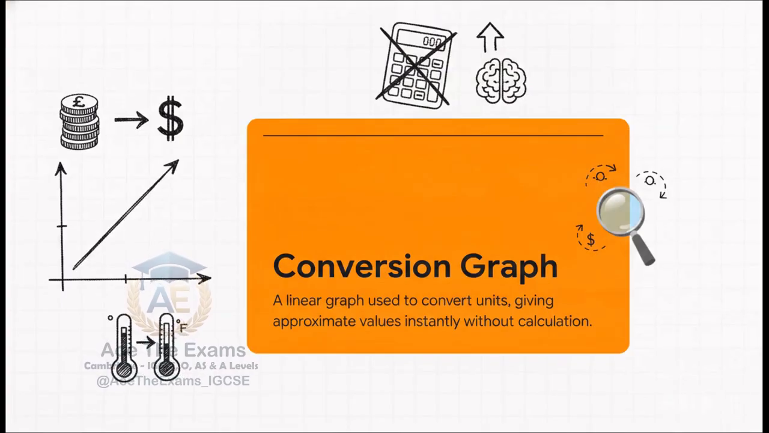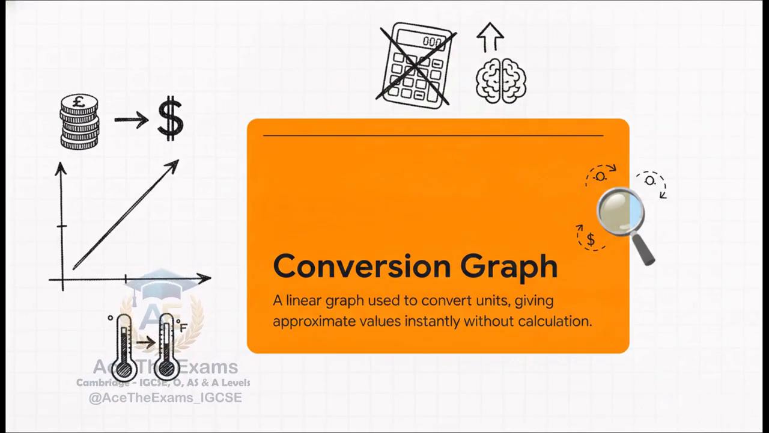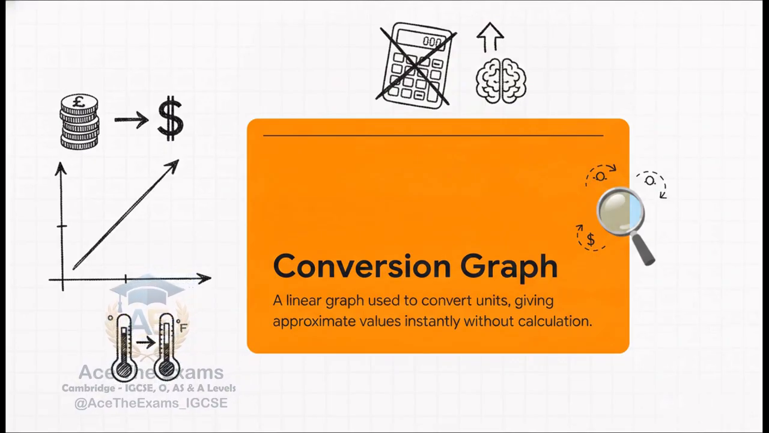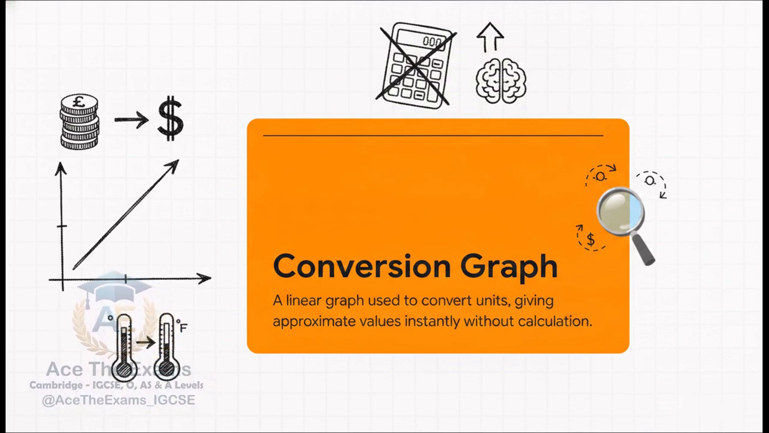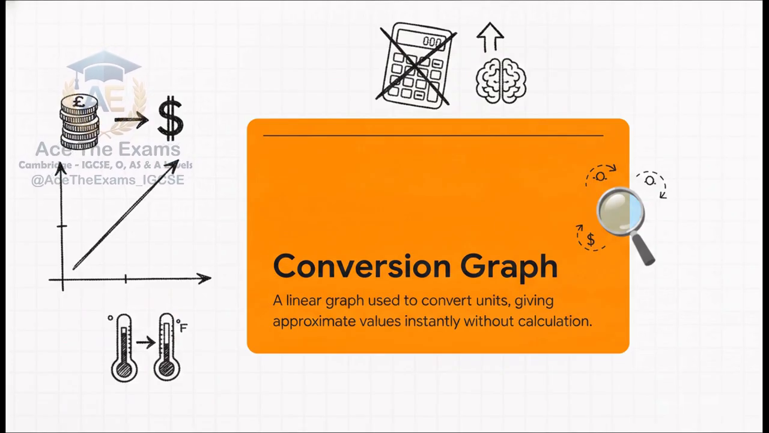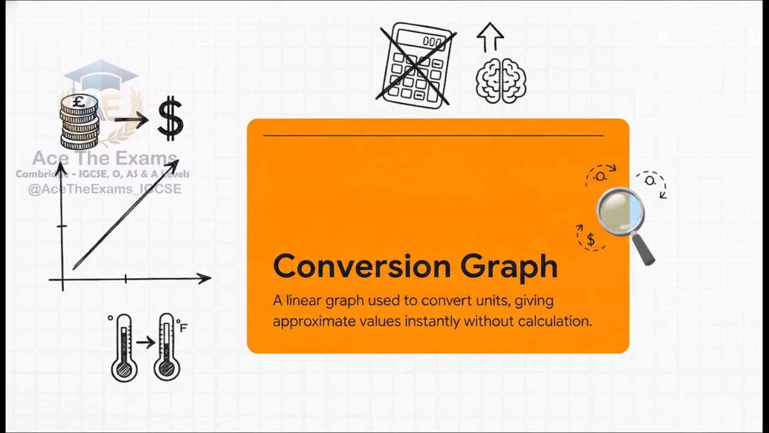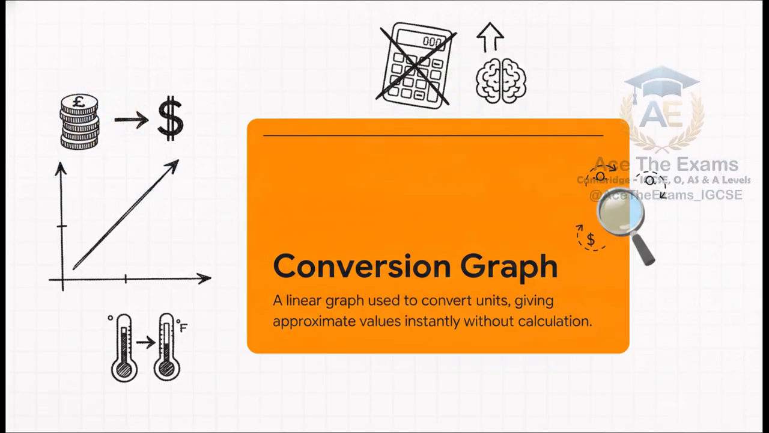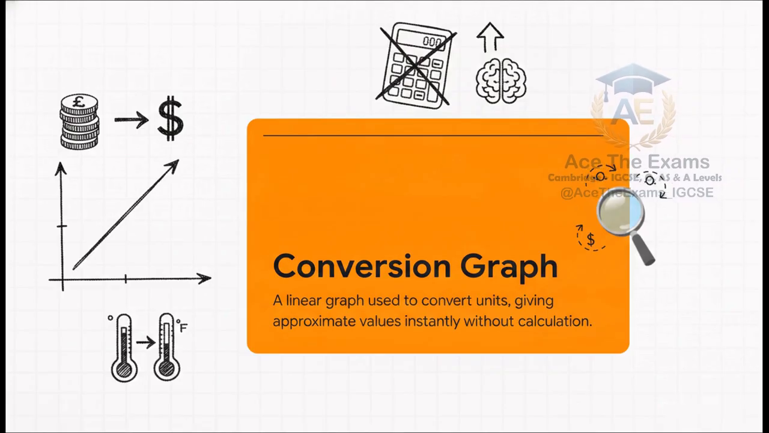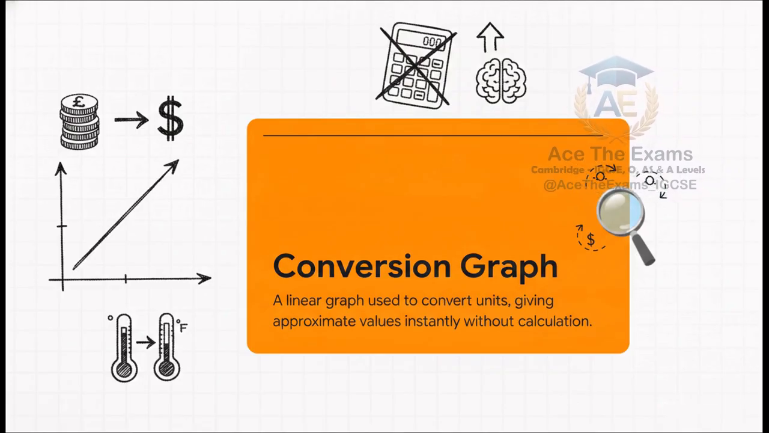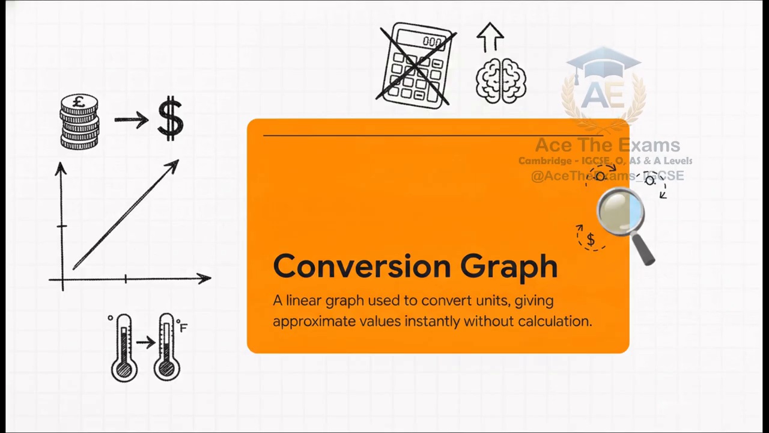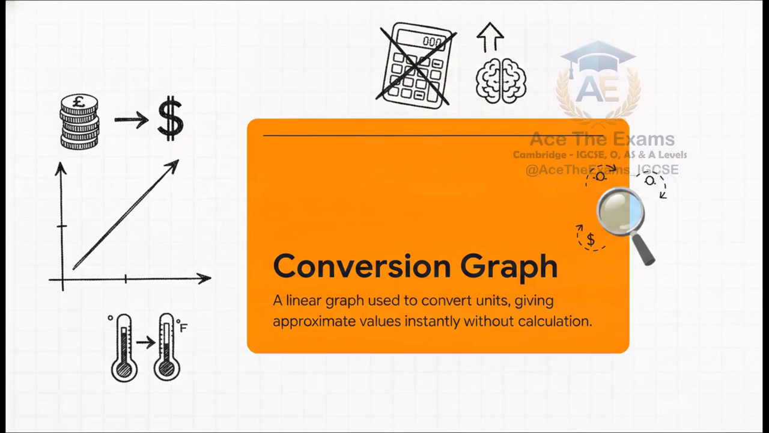Okay, the core definition here is absolutely crucial. A conversion graph is a linear graph, meaning a straight line. We use it to instantly convert quantities from one unit to another. Think of currencies like pounds to dollars, or temperature scales like Celsius to Fahrenheit. But I really want you to pay close attention to the word approximate here. Conversion graphs are incredible tools for finding quick, visual estimates without needing to pull out a calculator and do manual math every single time. However, the textbook specifically notes that if you know the exact numerical conversion rate, a mathematical calculation will always give you a more accurate answer. The graph is your rapid visual estimation tool.